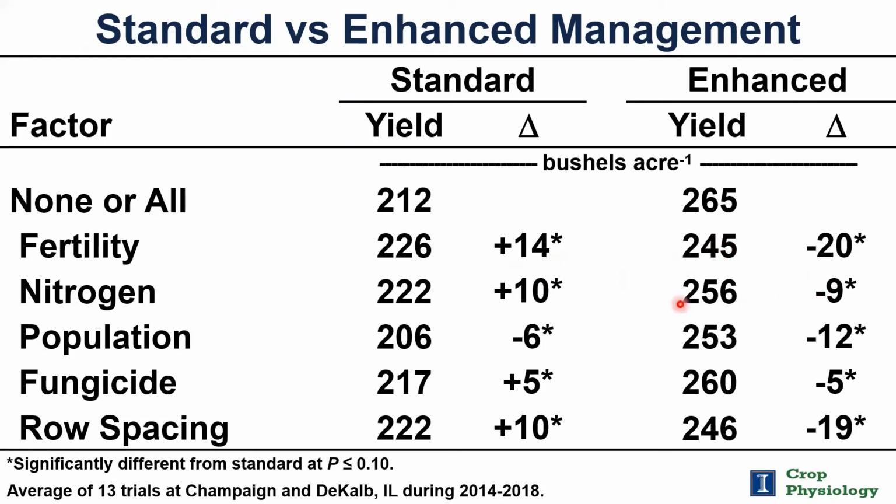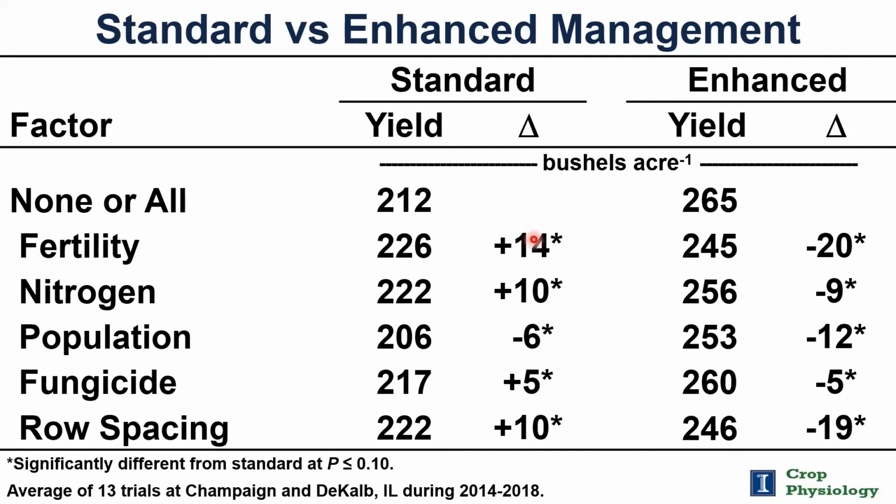Another thing that we see here is almost all these factors are a little bit more important in the enhanced system than they are in the standard system. So it's not necessarily what you do to increase yield, but it's what you don't do that'll decrease yield pretty drastically. Like I said, population's that swing factor. It's the only one that set you negative both times. You got to match your management level for the plants that you're putting out there.